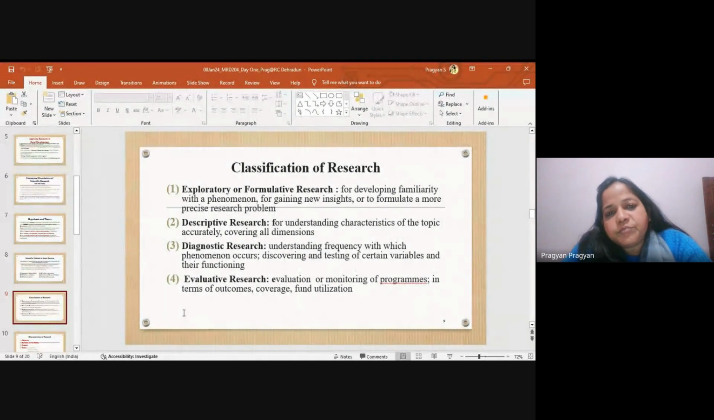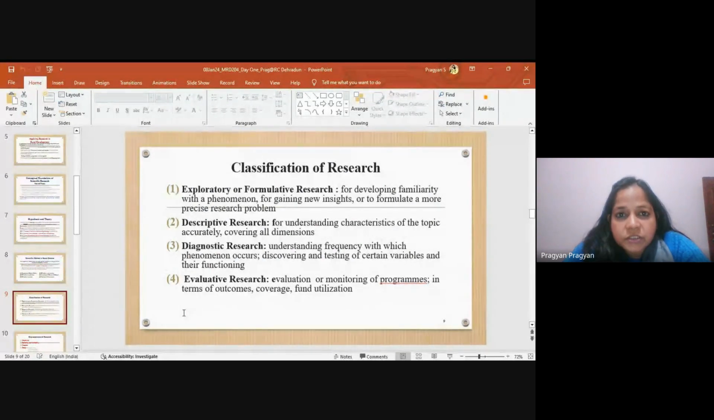But in descriptive research, we try to cover as many dimensions as possible related to a particular social phenomenon. That means in descriptive research, we cover all dimensions rather than a particular and precise dimension, so that we can develop a general understanding.